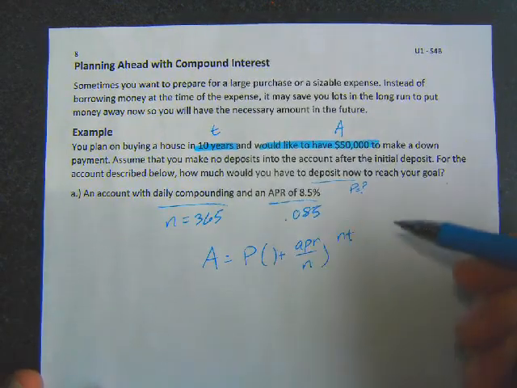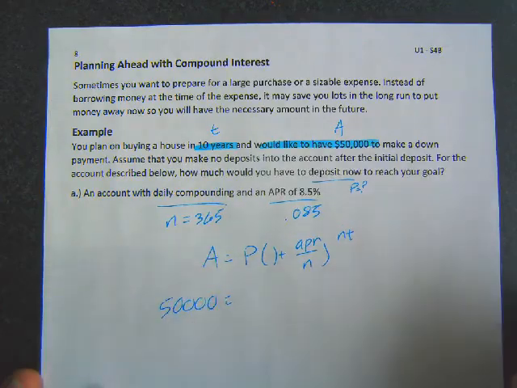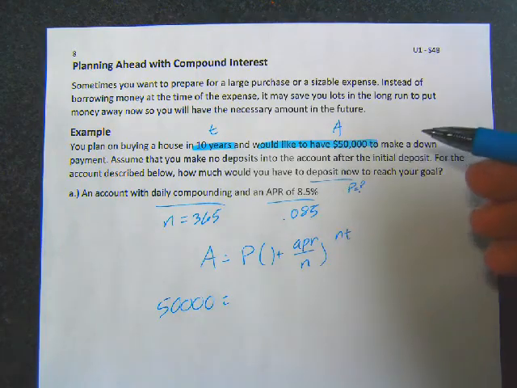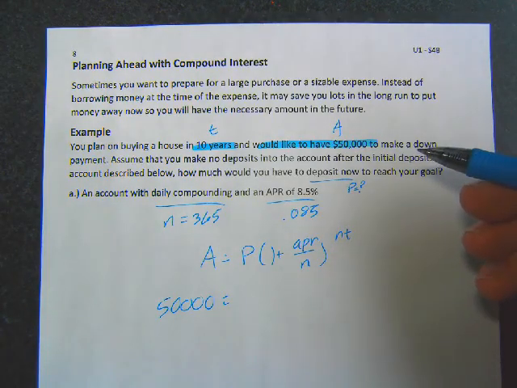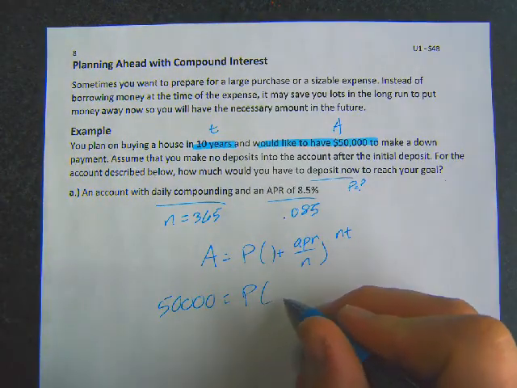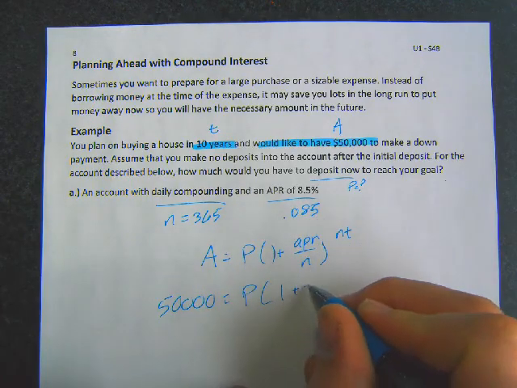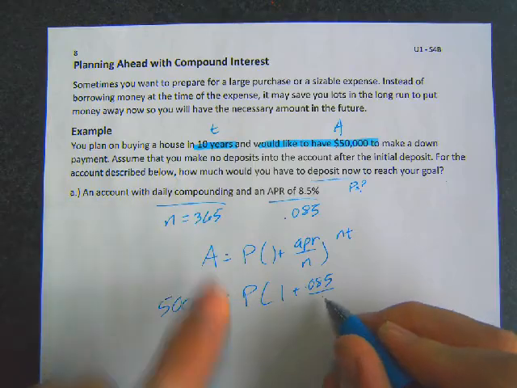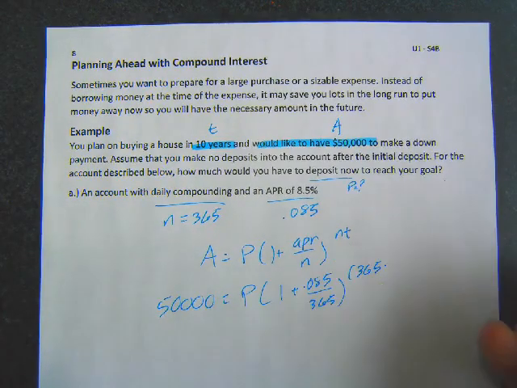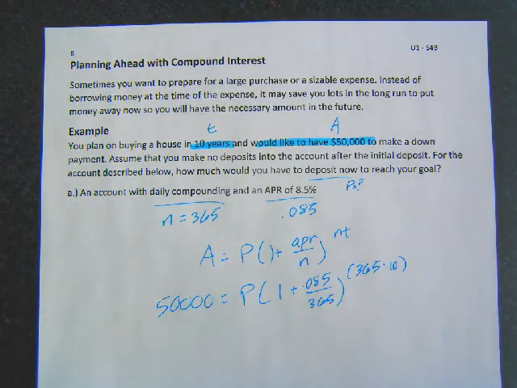So what we're going to do here is plug everything else in that we have. We're going to plug in 50,000, but the 50,000 goes on this side because it's the final amount we're trying to get to. It's not the starting amount. We're not starting with 50,000. If we had 50,000, we wouldn't have to worry about it. We'd just have a down payment. It's the amount we want to get to. P is what we're looking for. We want to know how much we had to start with to get here. And then APR is going to be 0.085. N is 365. And the power is 365 times time, which in this case, we know we have 10 years, so times 10.